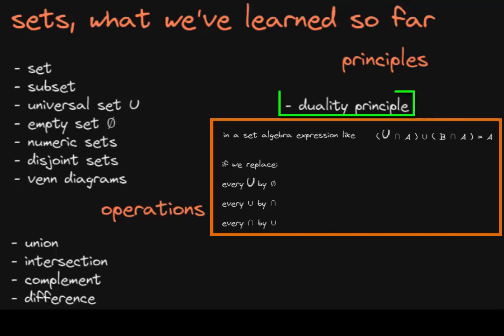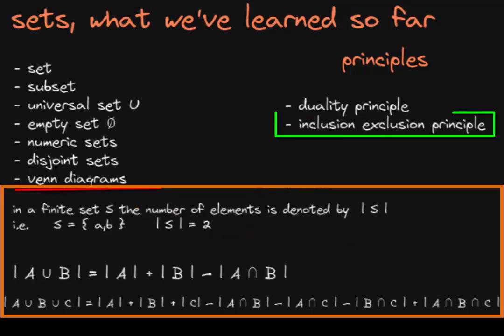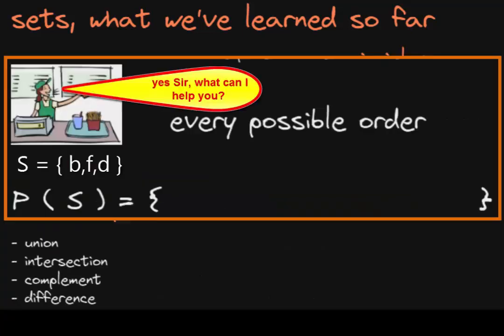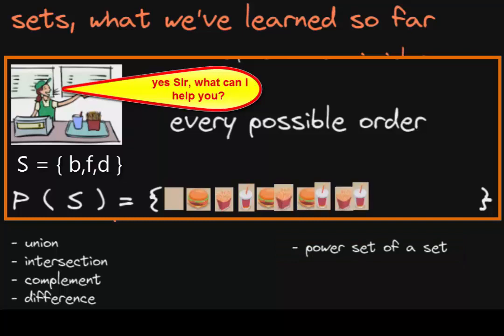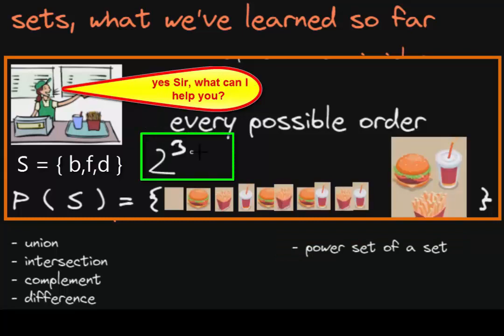Duality principle. Change every universal set to an empty set, every union operation to an intersection, and vice versa. This will produce the same result. The inclusion-exclusion principle is a set algebra expression used in complex situations. The power set of a set will contain every possible combination of set elements. Its size is 2 raised to the number of elements.